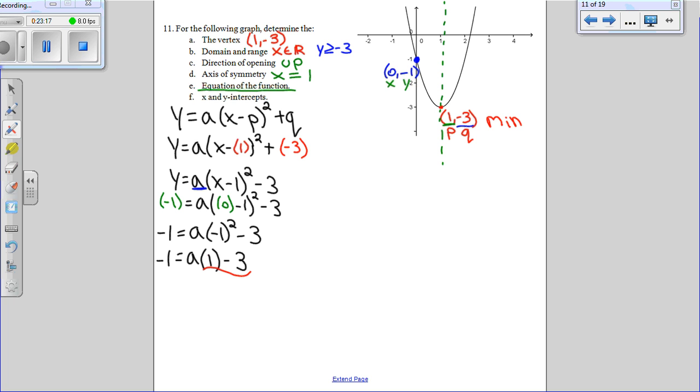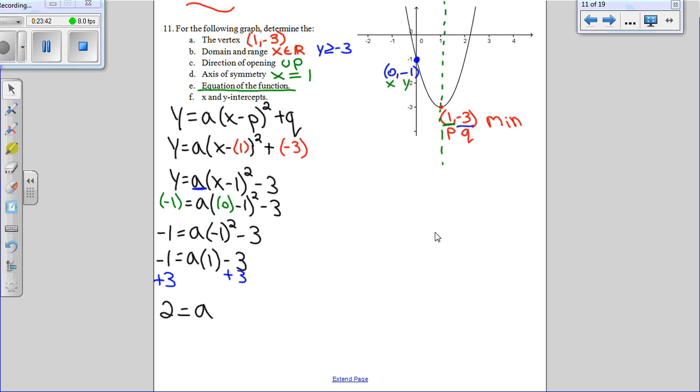They're not like terms. Instead, what you need to do is move the 3 to the other side. And that gives you 2 equals A. I mean, it equals A times 1. You need to write A times 1. So everything's times 1.